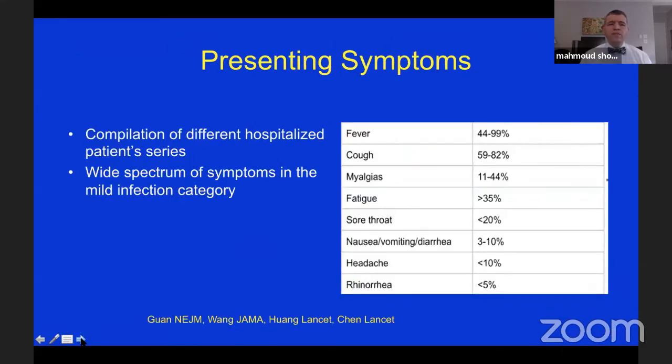So identifying patients is challenging because the presenting symptoms, as some of my colleagues, especially from China, alluded to, are a variable presentation. Majority will have fevers. Some case series had almost 99% presenting with fevers. Coughing was the second most common presentation, which constituted 60 to 80% of the cases. Myalgias, almost 40%. Fatigue, more than 1/3. Interestingly, GI presentation was described with different percentages in different studies, ranging from 3 to 10%.